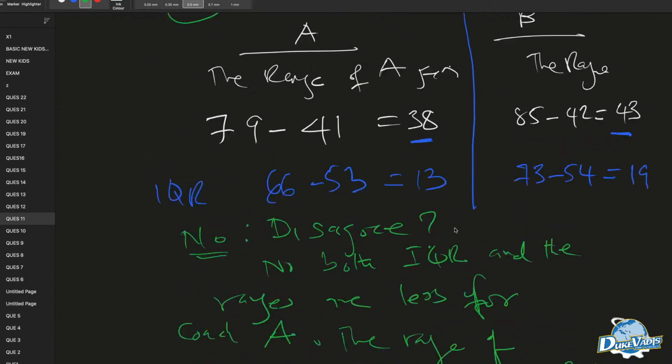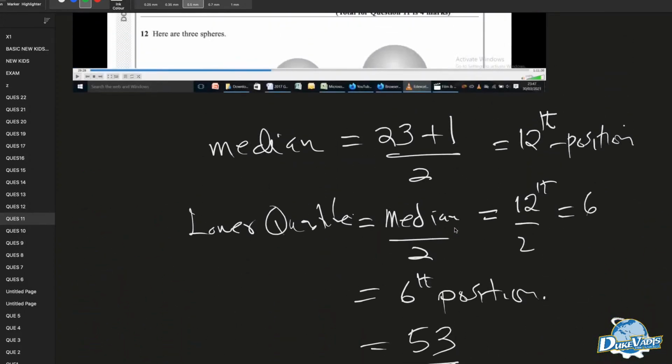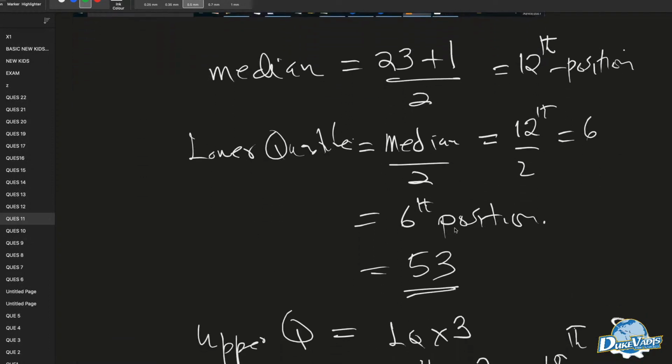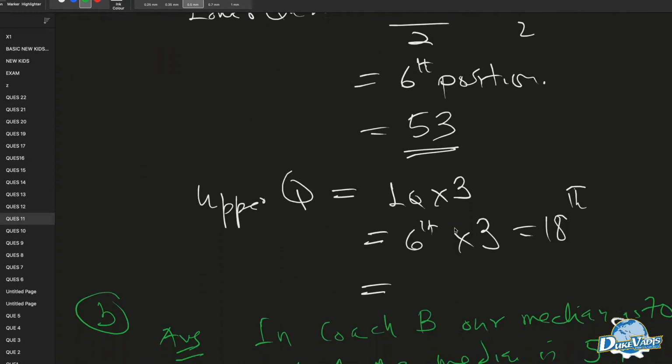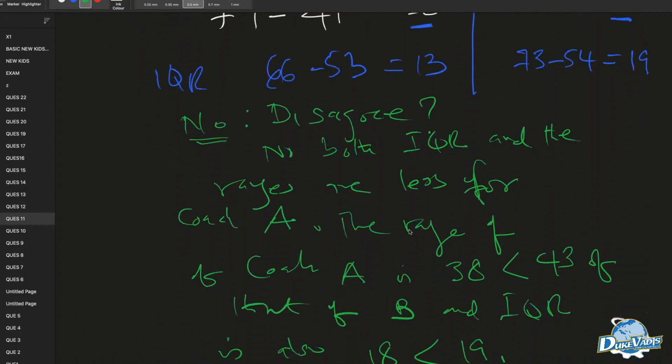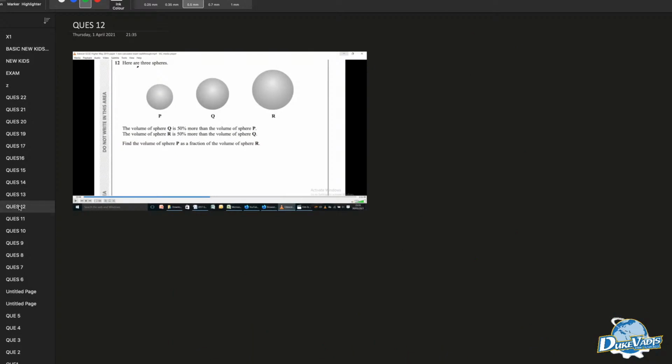So that's wonderful. This is just a reasoning question. It's all about statistics, being able to look at the statistical values and manipulate them and discuss them. Right. Let's look at question number 12.